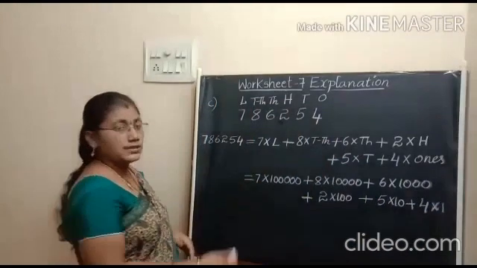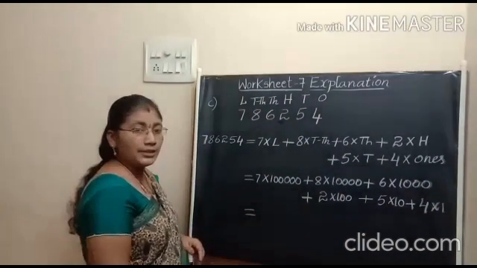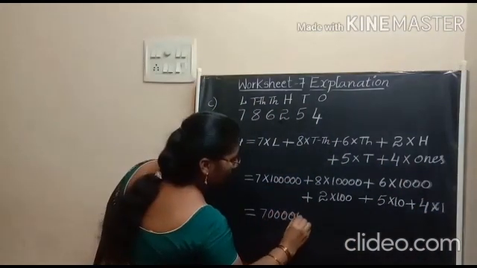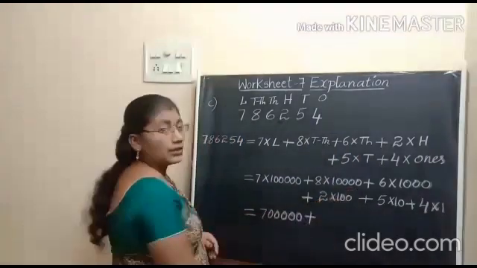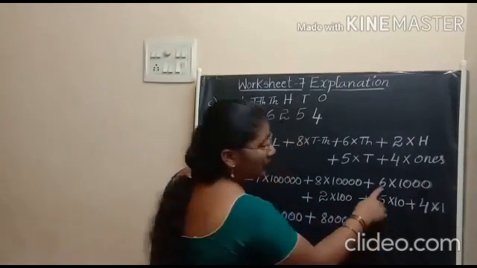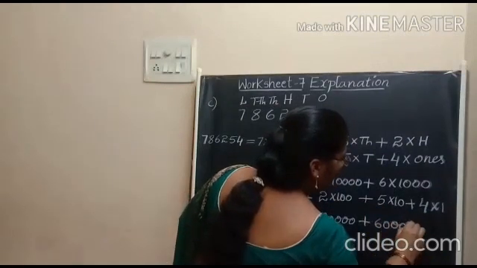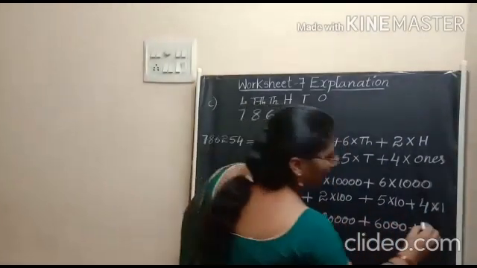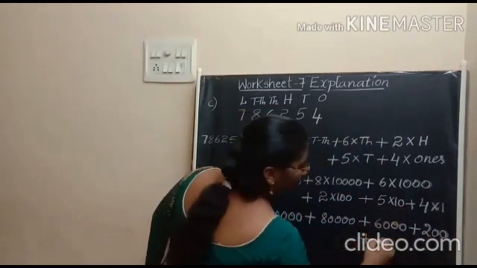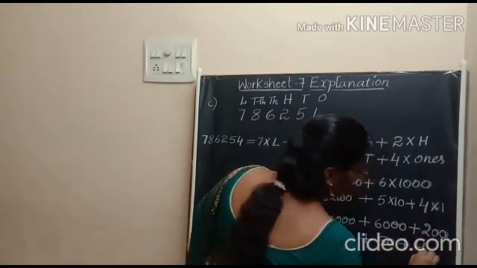Let us write those results. Now I am writing their results. 7 lakh plus 8 into 10,000, 80,000, plus 6 into 1,000, 6,000, plus 2 into 100, 200, plus 5 into 10, 50, plus 4 into 1, 4.